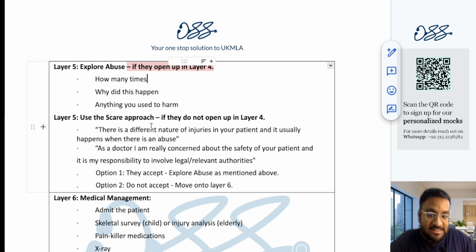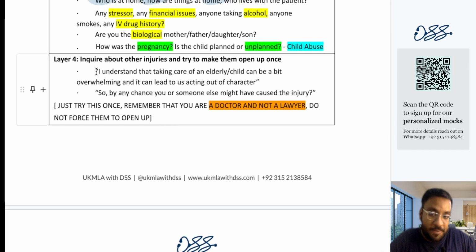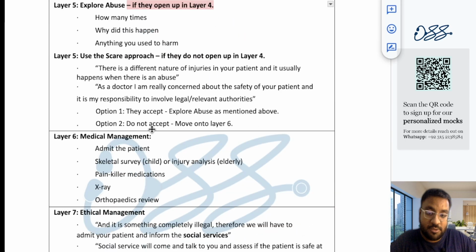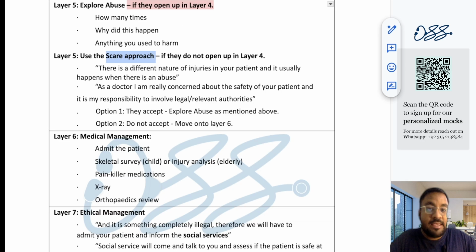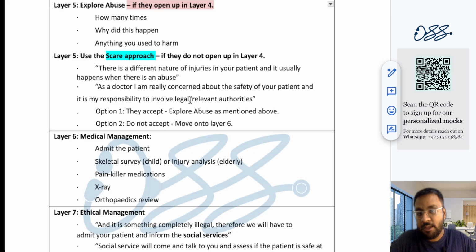But let's say they don't open up in layer number 4, which is the most likely thing. Then what you need to do is use the scare approach. Again, the scare approach is not there to force them to open up. It's not there to interrogate them. It's not there to get to the point that they start agreeing on what they have done and start accepting that it's their fault, or the fault of someone living in their home.